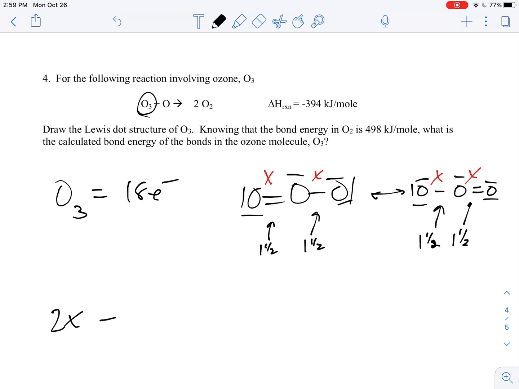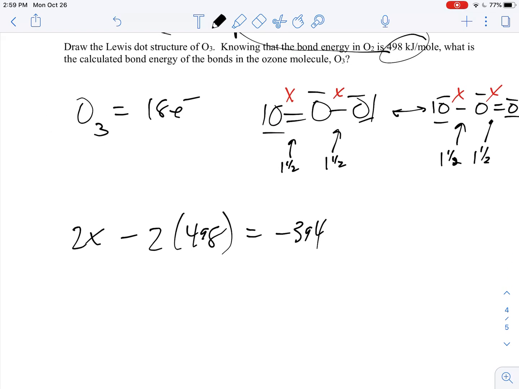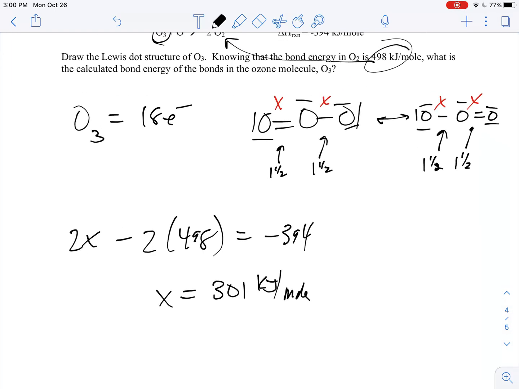And then we're going to subtract from that 2 times 498. Where in the heck did 498 come from? That's this one. They're telling you what the bond energy is in oxygen. And then all of that equals a total of negative 394 kilojoules per mole. So knowing that it's 2X, whether you choose left or right doesn't matter. You go through and solve for X, and you get X equal to about 301 kilojoules per mole once you actually solve for it.